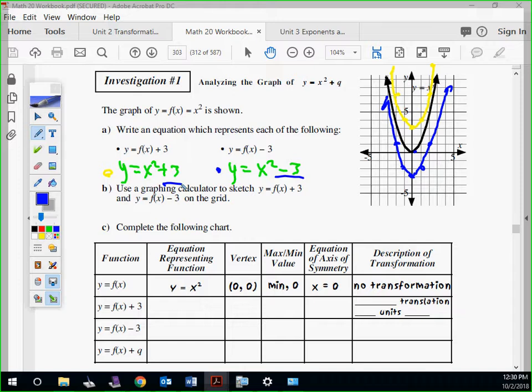So let's just look at these, and then we'll do a general. The q just means, in general, what does that mean? So if f of x plus 3, the representing function is x squared plus 3. What's the new vertex? 0, 3. It moves up 3, right? It's still a minimum because it's still a valley. The min is now, instead of 0, it's 3. The axis of symmetry is the same. Translation: vertical translation, 3 units up.